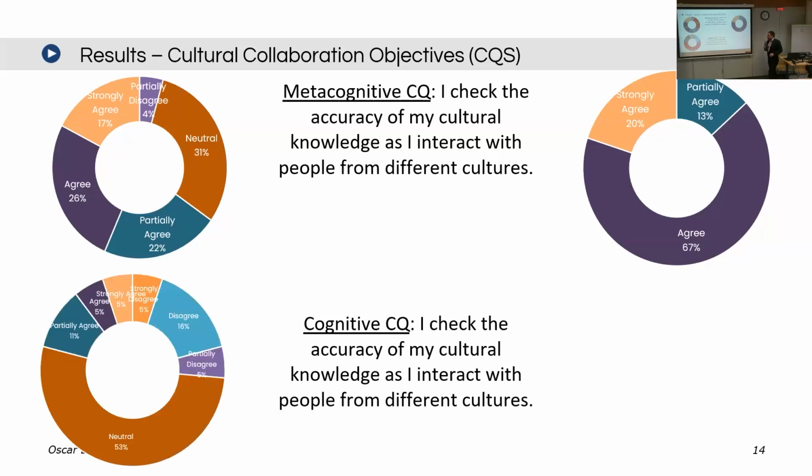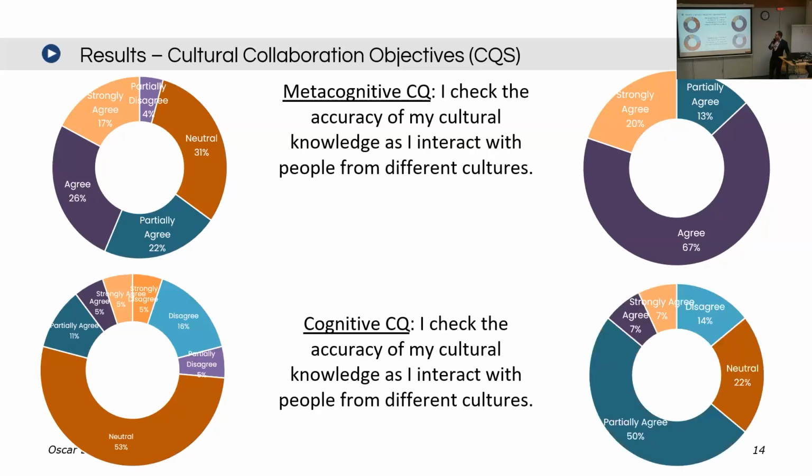Even in a different domain of cognitive intelligence, checking the accuracy of cultural knowledge as interacting with people with different cultures, about half of them felt neutral, and then there was a wide range of agreeing or disagreeing, whereas afterwards, significantly more at least partially agreed, which suggests that they felt more comfortable with checking, hey, this information that I know about someone from this culture, from this region or this country, does that actually fit?